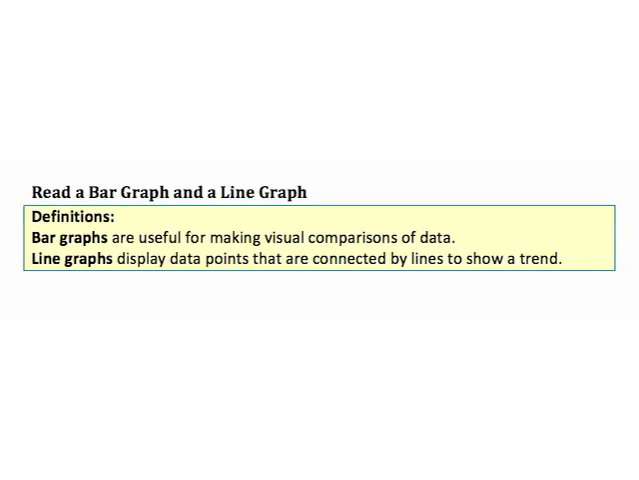Read a bar graph and a line graph. We'll start with some definitions. Bar graphs are useful for making visual comparisons of data. So whenever we want to compare one thing to another, or a couple things all together, we typically use a bar graph.